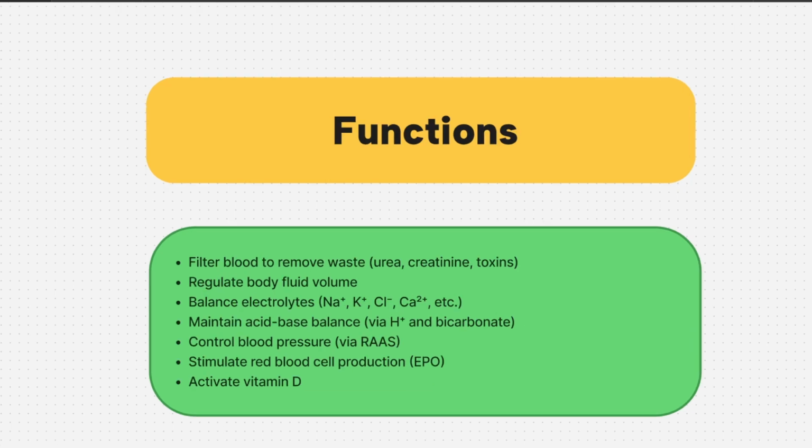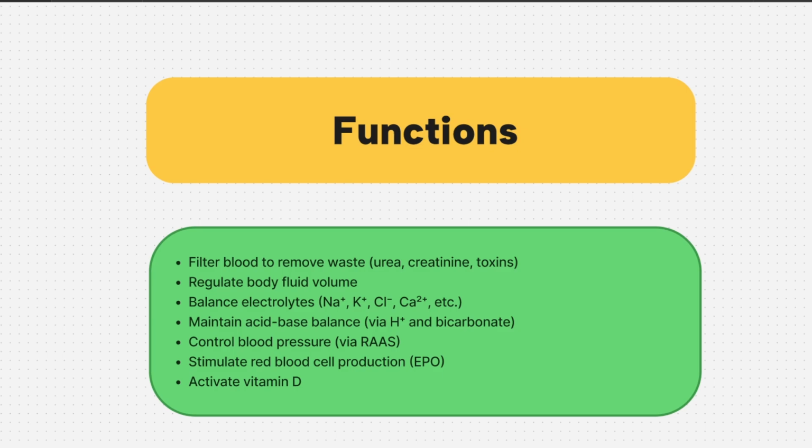Now we're going to talk about the functions of the kidney. So we said before that it basically maintains homeostasis, and the way it does that is through several processes, which we'll talk about, but the end results are these functions. So the main waste products that the kidney removes are urea, creatinine, and several toxins. So it filters the blood to remove waste products.